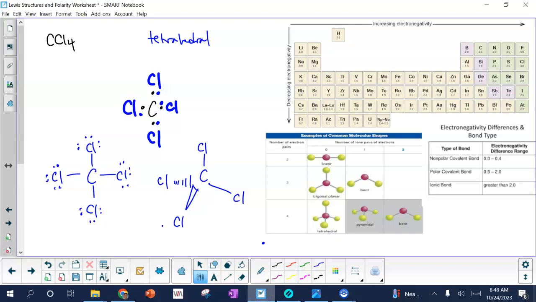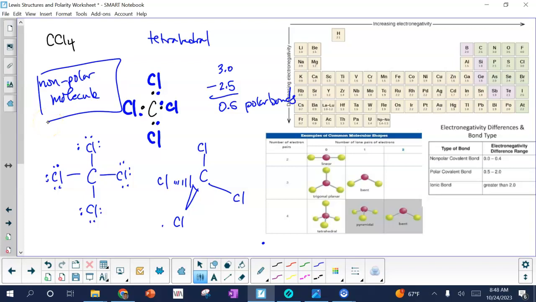If I want to compare these bonds, let's see. Chlorine has an electronegativity of 3, and carbon has an electronegativity of 2.5, which gives me 0.5, which tells me I have polar bonds. However, because it is a tetrahedron, perfectly symmetrical, those polarities cancel out. So this is going to be a non-polar molecule.